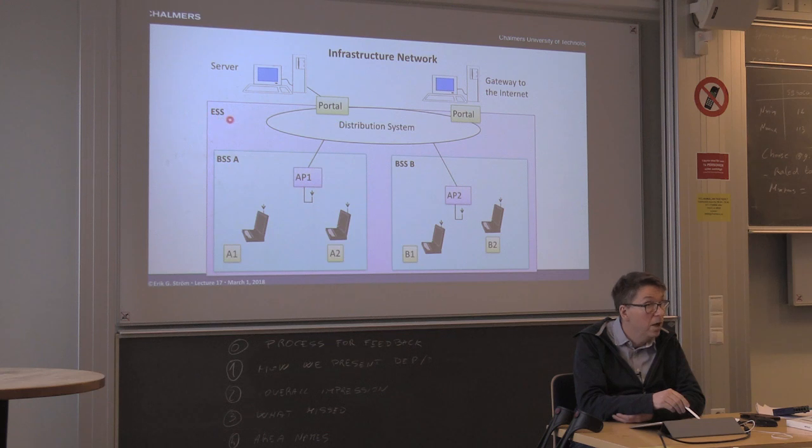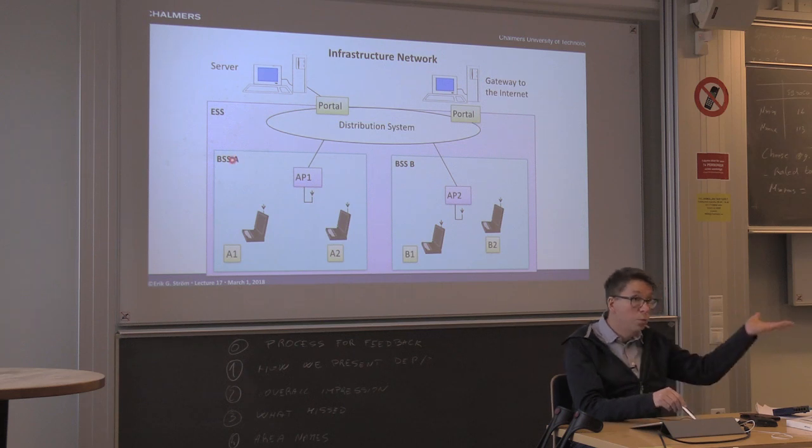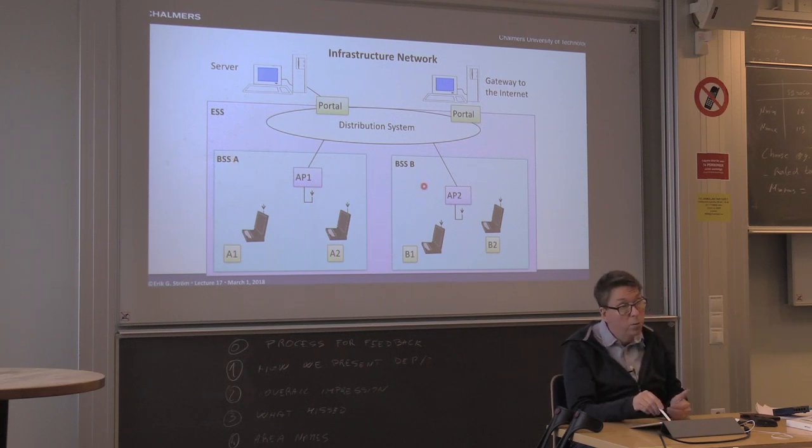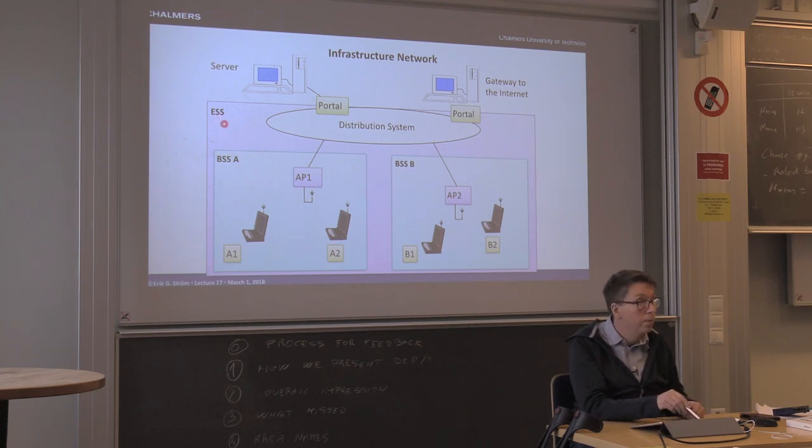So think of this as EduRoam, for instance, and then BSS-A would be the local access point we have here. If I move over to my office, I get another access point, but I'm still attached to EduRoam. And somewhere in EduRoam, there is a portal out to the internet, a router somewhere.